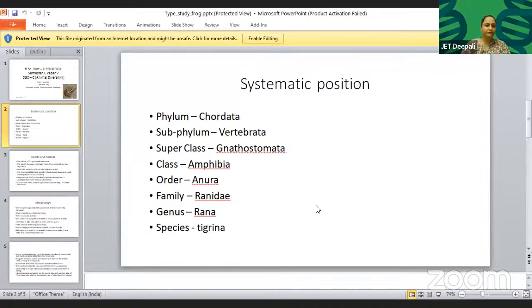So today we are going to study the details of the frog. This is given in your syllabus. Not so much detail, but a little bit of study of the frog. Okay. So first of all, systematic position.